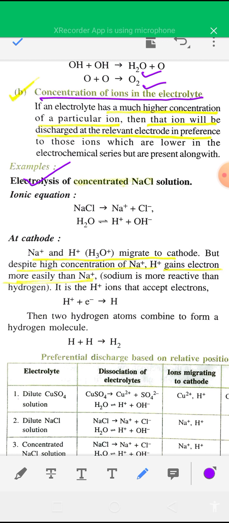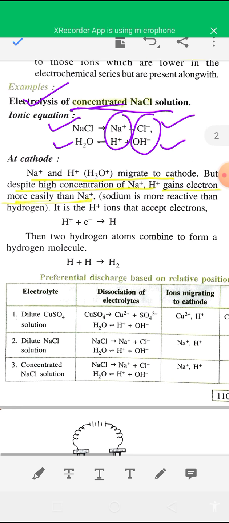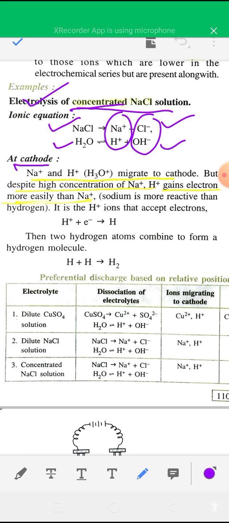Okay, so consider this electrolysis of concentrated NaCl solution. In concentrated NaCl solution, NaCl and water are present. So concentration of NaCl is much more. NaCl will dissociate into Na+ and Cl- ion, and water will dissociate into H+ and OH- ion. So both Na+ and H+ will migrate toward cathode, and Cl- and OH- ion will migrate toward anode. Now see at cathode what you will get.